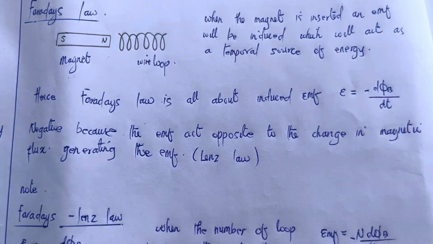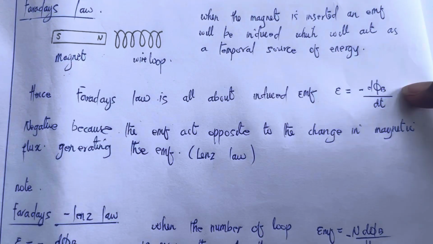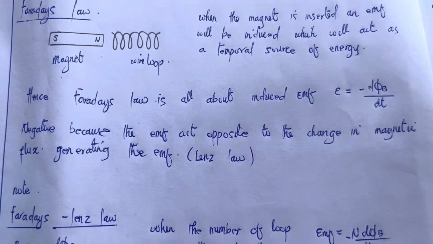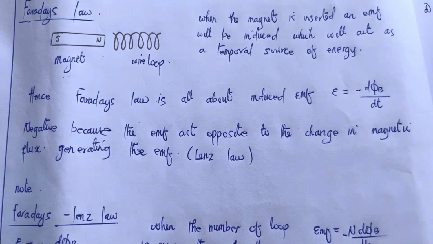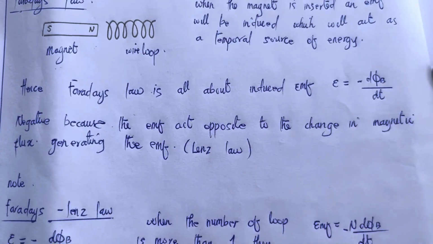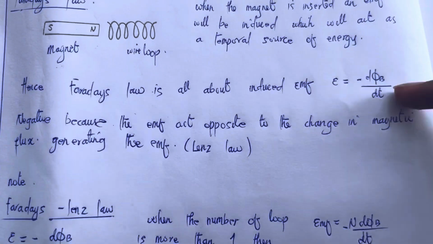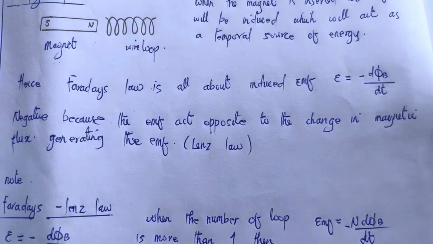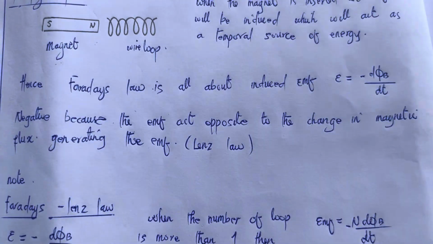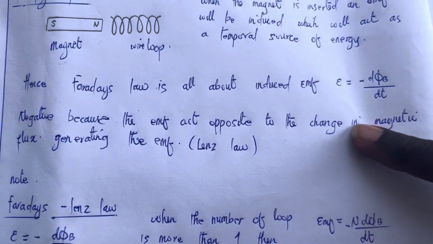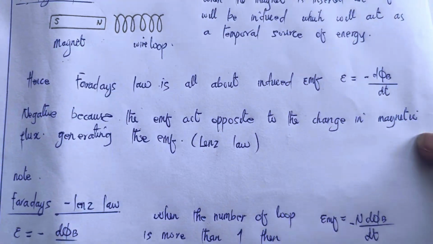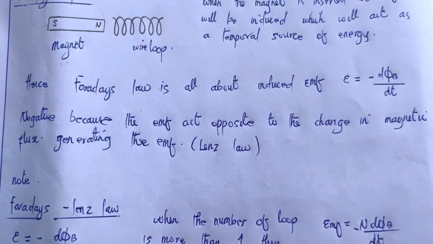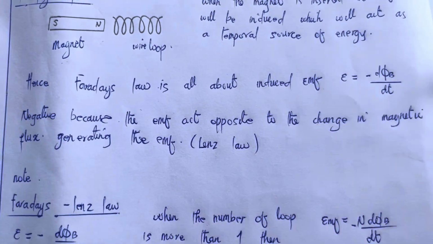When the initial magnetic flux is equal to the final magnetic flux, this means there is no change in the magnetic flux. For that matter, there will be no EMF induced. And the negative sign that is there represents Lenz's law, indicating that the induced EMF acts in the opposite direction to the change in the magnetic flux that is generating it.